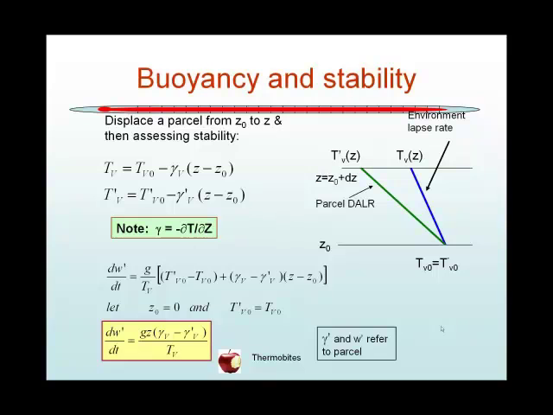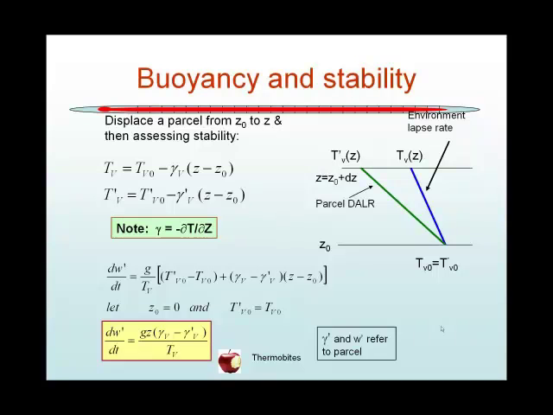And then we insert the terms for Tv dashed and Tv into the buoyancy equation. dw dashed/dt is equal to g on Tv, multiplied by Tv dashed minus Tv. And when you do that, you end up with the equation as shown.